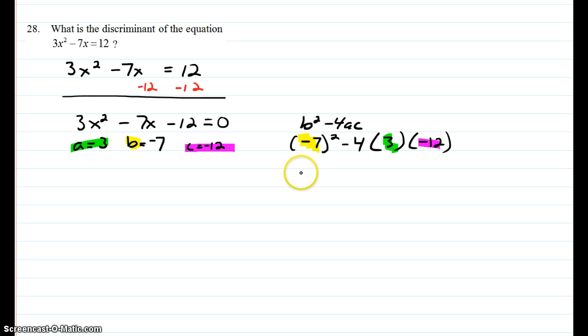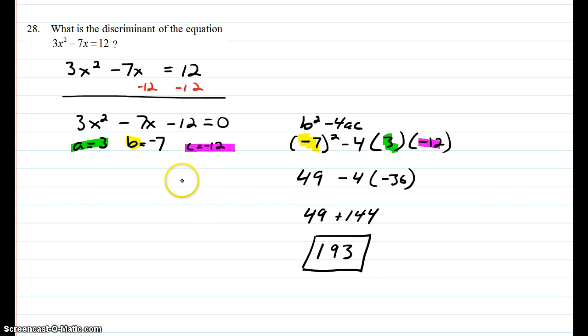So negative 7 squared gives us 49. And what I like to do is multiply the parentheses, so it's going to give me a negative 36. And so now we treat this like a negative 4 times negative 36 is going to give me 144 positive. And so now we add them together, and that gives me 193. So my discriminant is 193.